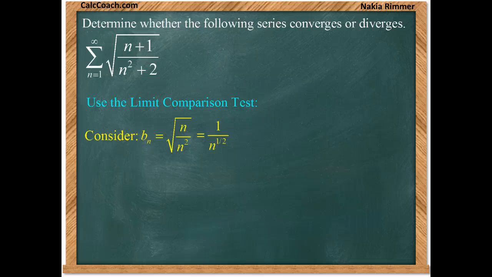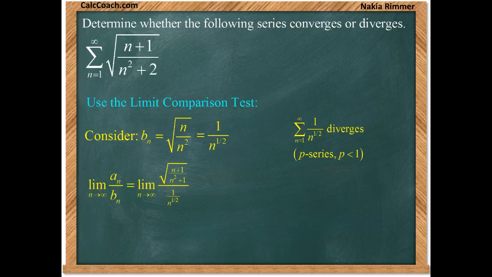Make sure you know what your b sub n series does. The series on this guy would diverge. It's a p series. Ultimately, if we can show that the limit of a sub n over b sub n is a constant, then they will behave alike. So we put the a sub n in the numerator, b sub n in the denominator, and we divide and see what happens as n gets big.